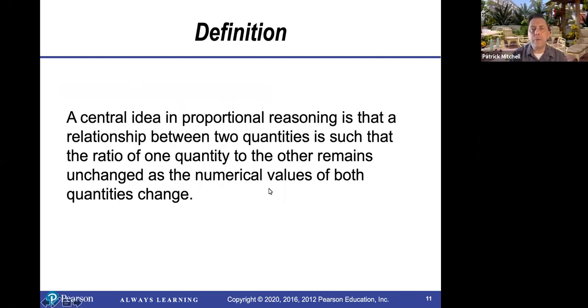A central idea in proportional reasoning is that a relationship between two quantities is such that the ratio of one quantity to the other remains unchanged as the numerical values of both quantities change. So this ratio that remains unchanged is your constant of proportionality. So that's the number k that we were talking about in the previous slide. So as long as you change x and y both at the same time, at the correct rates, then this ratio will remain unchanged.